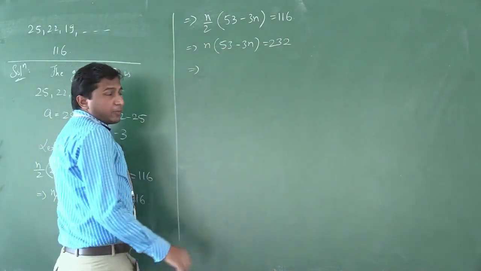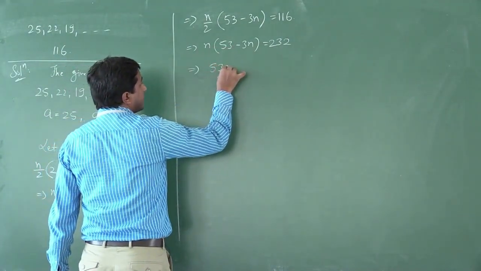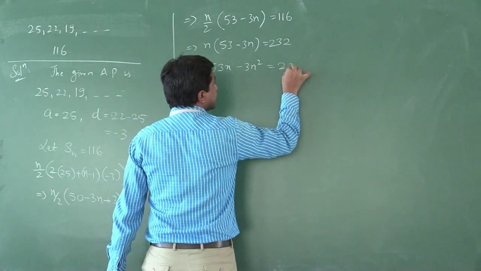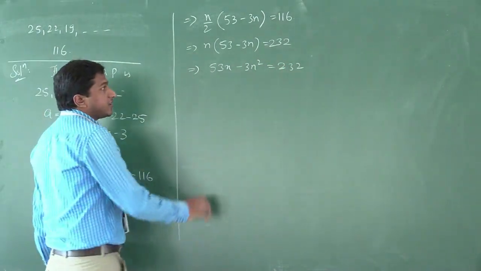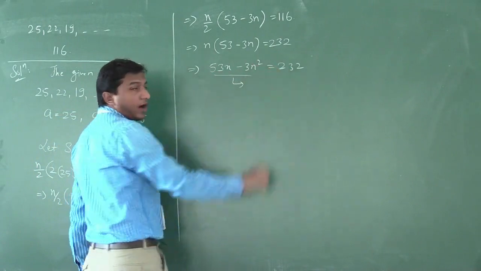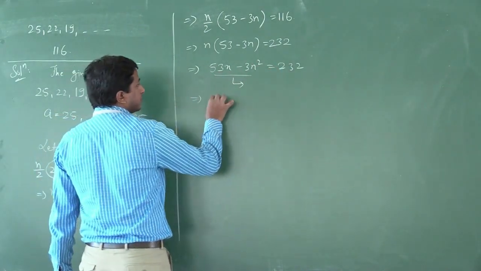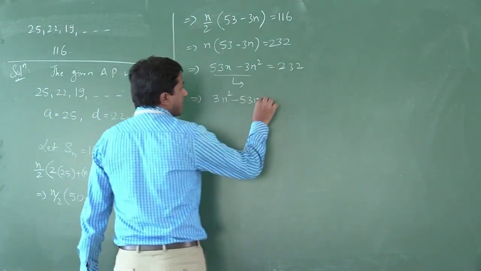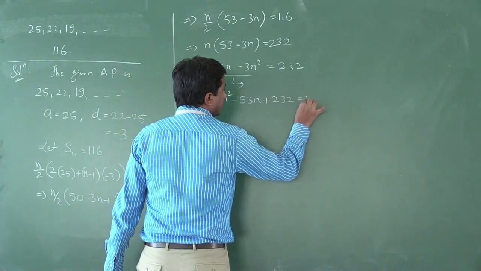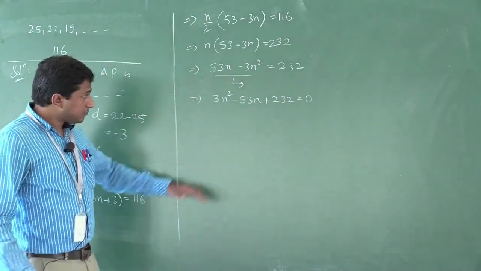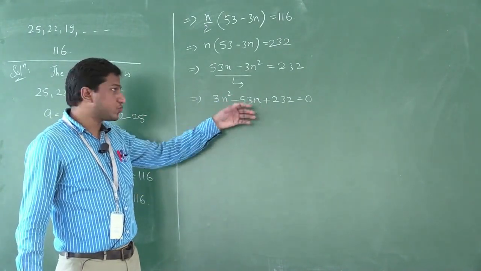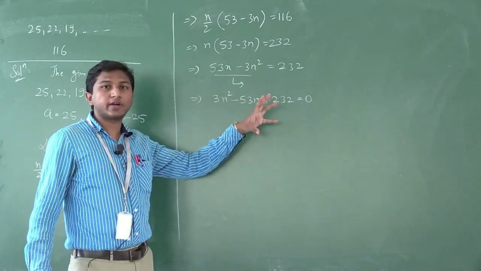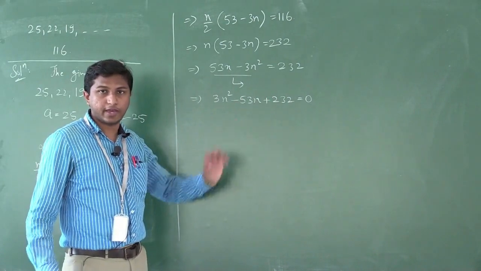Multiplying n with this binomial, what happens? We get 53n minus 3n square equals 232. We will take these two terms on the RHS. What happens to the equation? We get 3n square minus 53n plus 232 equals 0. So again, for this problem also, we have a quadratic equation in n. We will solve this quadratic equation and find the values of n.